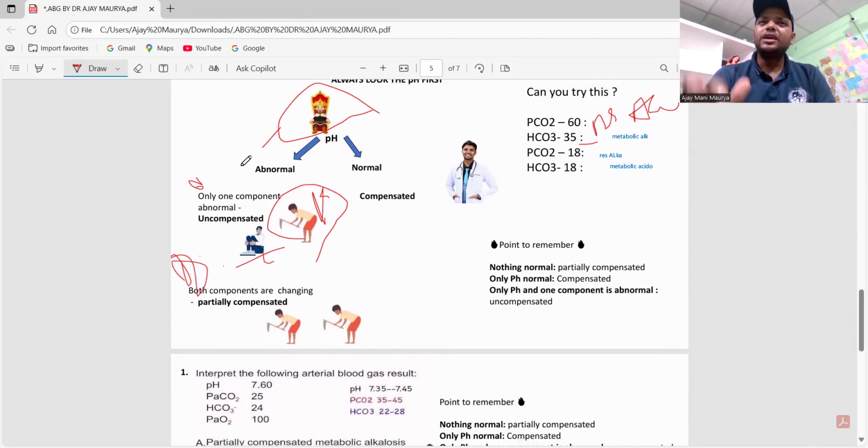If the pH is abnormal, the king is very sad. To make the king happier, these two guys are working hard. It means two components are changing, meaning they are not normal.